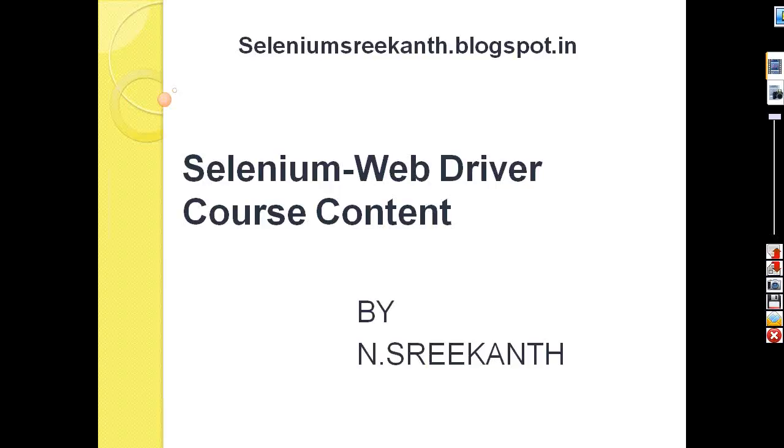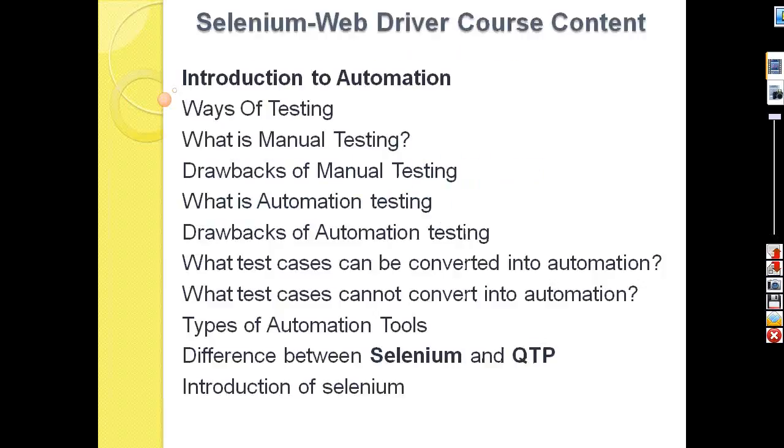Next, coming to the content we need to go for. First, introduction to automation, ways of testing, what is manual testing, what is the drawback of manual testing, what is automation testing, what are the drawbacks of automation testing, which test cases can be converted into automation, which test cases cannot be converted to automation, what are the types of automation tools, and what is the difference between Selenium and QTP.